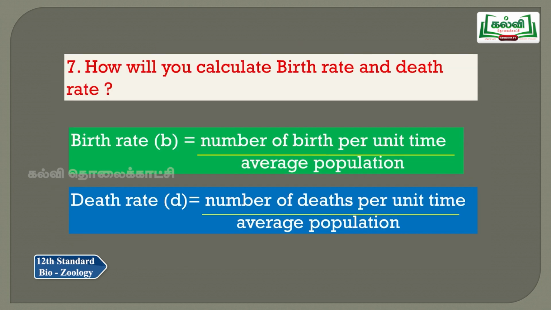The next question, the seventh one: how will you calculate the birth rate and death rate? Birth rate can be defined as the number of births per unit time upon average population, and death rate is the number of deaths per unit time upon average population. These are the two formulas you have to keep in mind for death rate and birth rate.